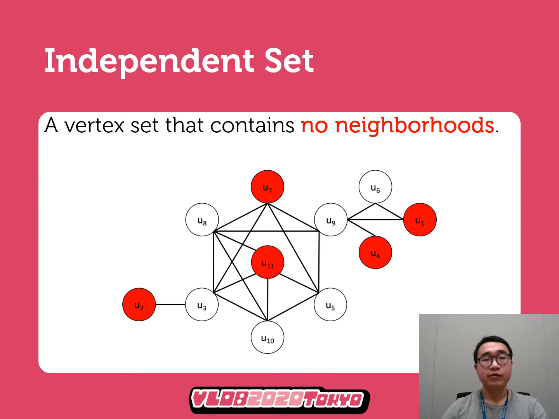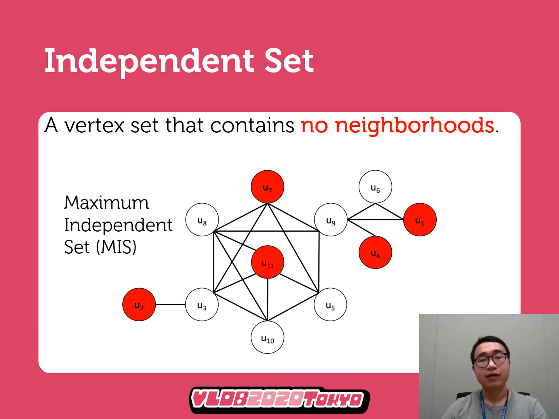Given an undirected graph, an independent set is a vertex set that contains no neighbors. In this graph, 5 red vertices form an independent set, and it is also a maximum independent set since we can't find one that contains more than 5 vertices.